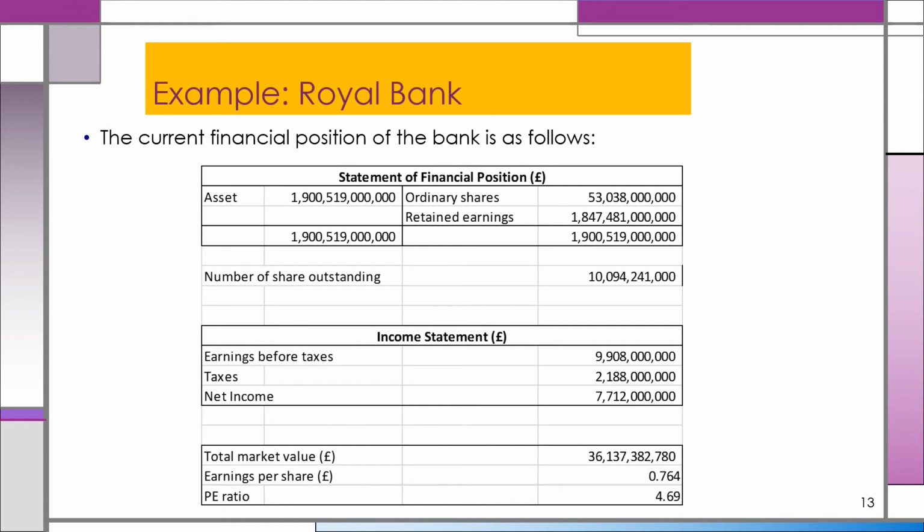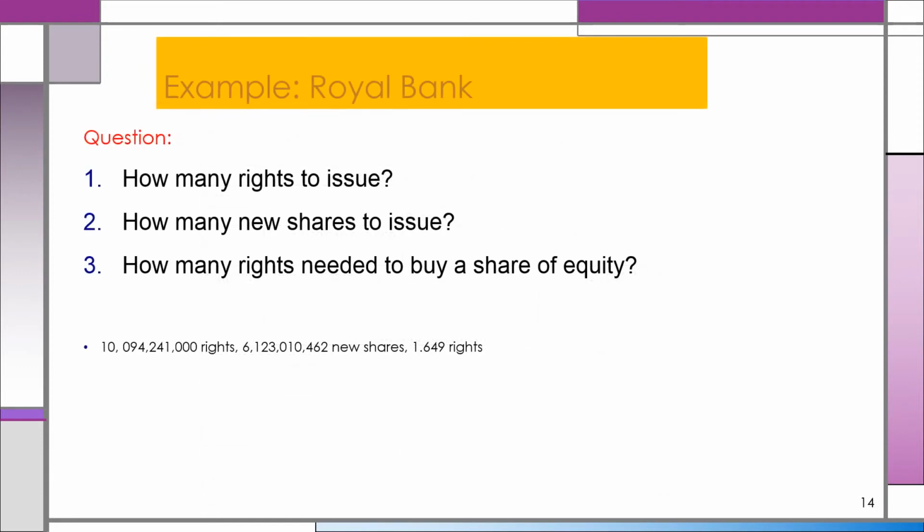This slide shows the statement of financial position and income statement of Royal Bank, the market value of the bank, the earning per share and PE ratio are calculated too. Next, we are going to answer some questions. Question 1. How many rights to issue? Question 2. How many new shares to issue? Question 3. How many rights needed to buy a share of equity? I have listed the final answers at the bottom of the slide. I hope this will motivate you to try first without looking at the answer.